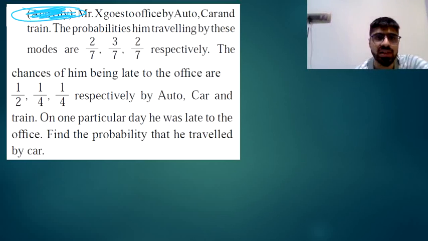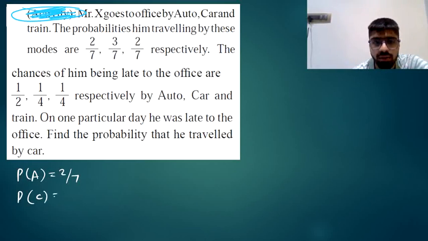The probability that he will go by auto is 2 by 7, car 3 by 7, train 2 by 7. Let's write the information quickly. P of auto, P of A, is 2 by 7, P of car is 3 by 7 and P of train is 2 by 7 again.